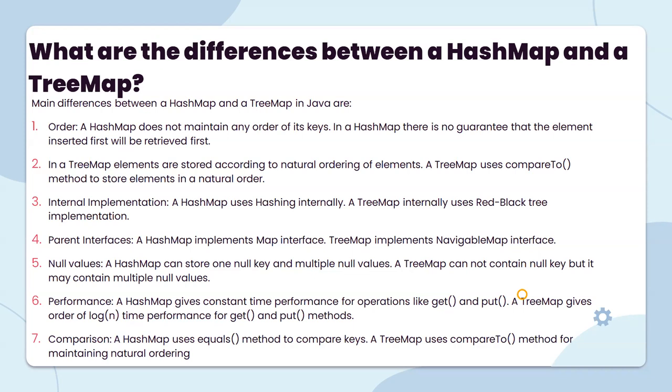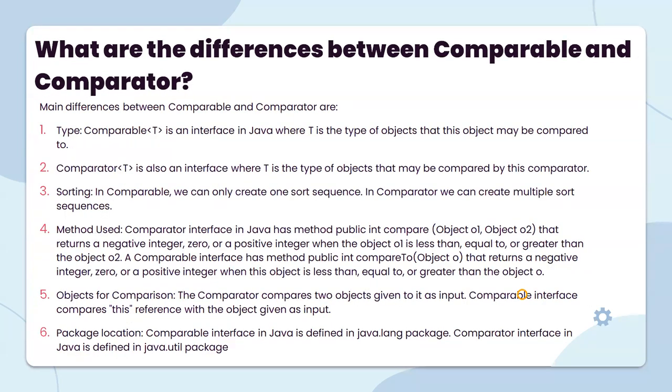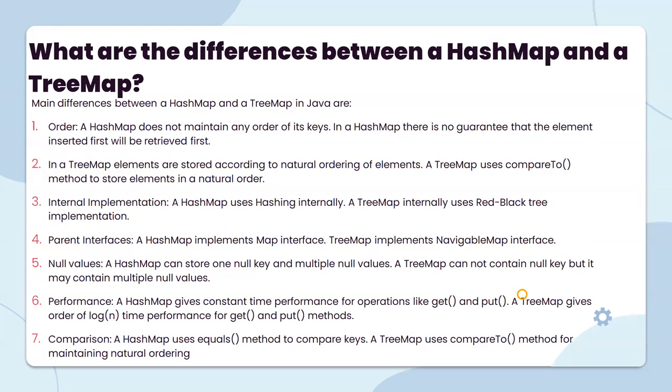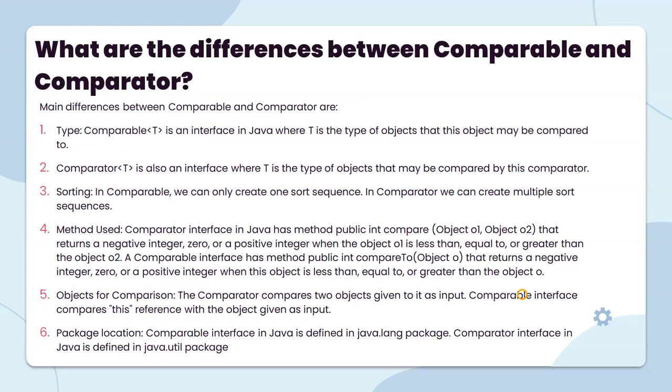Comparison: a HashMap uses the equals method to compare keys. A TreeMap uses the compareTo method for maintaining natural ordering. Right, this is the difference between HashMap and TreeMap. Mainly we use HashMap; it's more suitable, but it depends on your requirement. You can choose it.